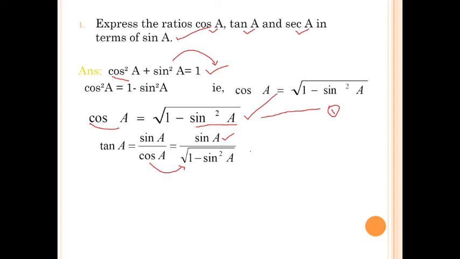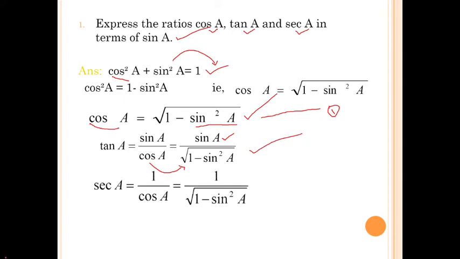The third one, sec. What is sec? We always know sec is equal to 1 by cos A. What is cos A? Cos A is root 1 minus sin square A. So sec is simply represented as 1 by root 1 minus sin square A. So this is proved.